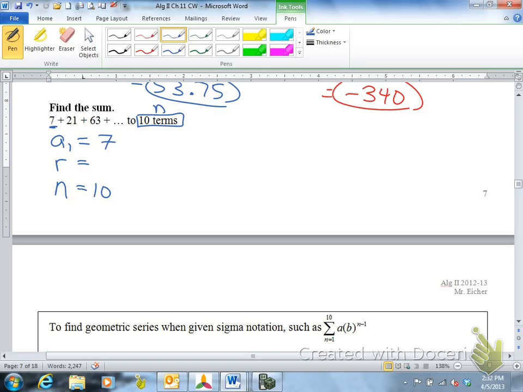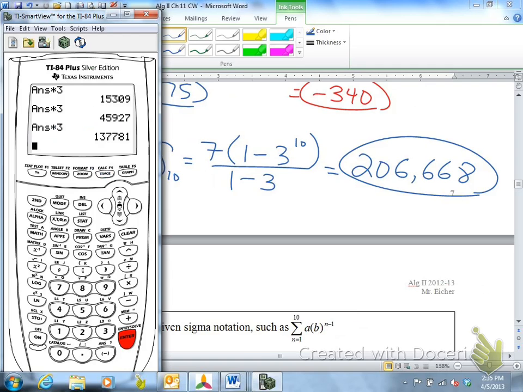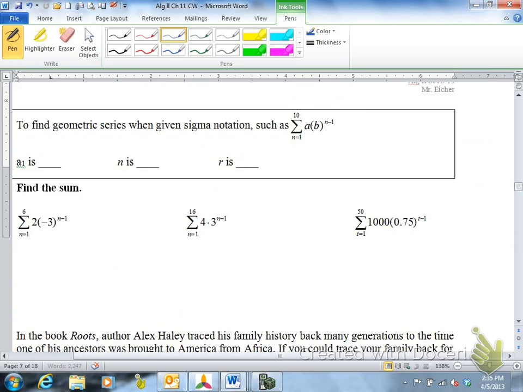And then the R, we actually have to look at the numbers and see what you're multiplying by, which would be 3. 7 to 21, 21 to 63 is multiplied by 3. So you have the sum of 10 numbers. And see if you could plug the numbers in correctly. So the answer is 2,006,668. And we'll move on.